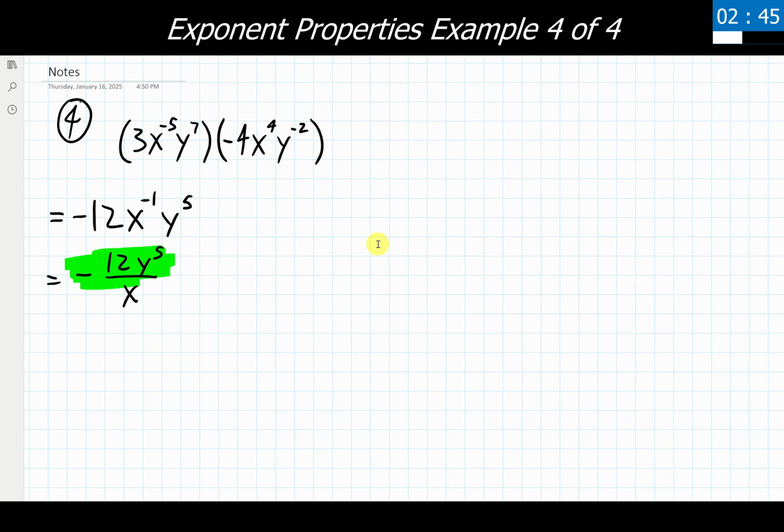Now, a warning that I will give in this last rewriting step. I've seen many people think that this negative 1 is affecting the x and the 12 listed out here. This negative 1 only affects this x. The 12 isn't raised to anything other than 1. It's invisible there. So only this x is being affected by the negative exponent.